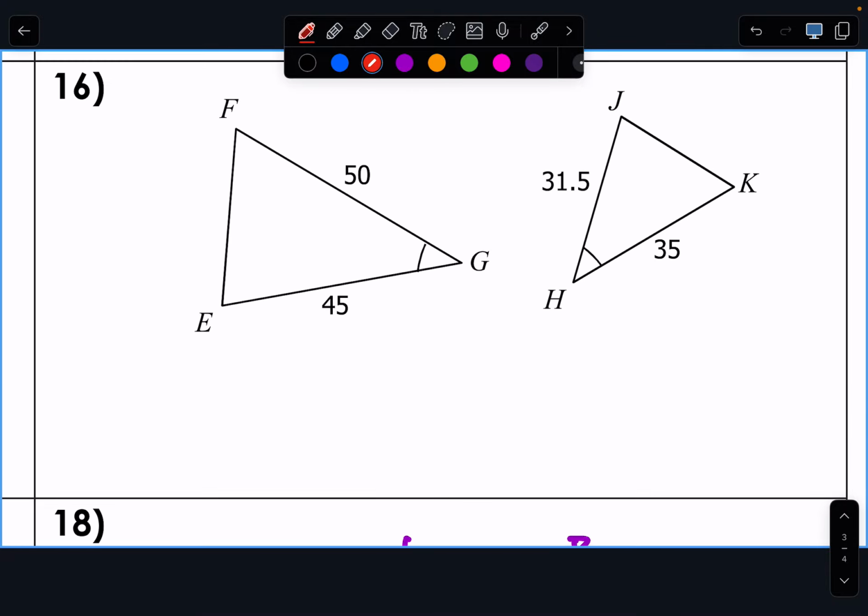Okay. Go to number 16. I want you to determine if number 16 is similar. Wait, so which side is equal to which side? The bigger of the 2 is going to correspond to the bigger of the 2 over there. That makes sense. If you're not sure which sides are going to pair up, the 2 biggest are going to pair up and the 2 smallest are going to pair up. Sometimes logic is there, we just gotta find it.